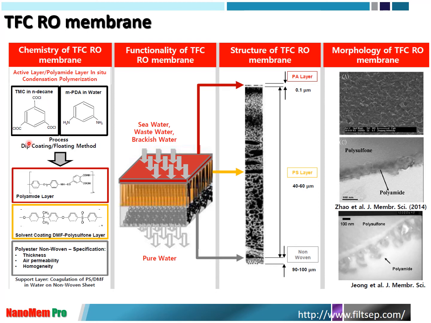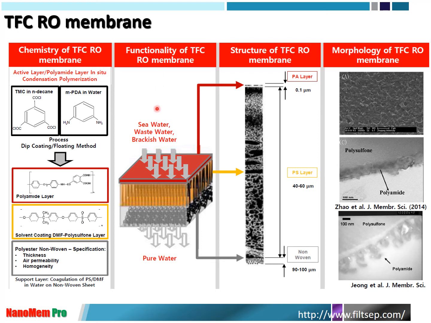So TMC in organic solvent, MPD in water solvent. So it goes to the polymerization and it creates the polyamide layer. And then under the active layer, this is the support layer, polysulfone, and then we also put the non-woven layer because of the thickness, air permeability, and homogeneity to stand the overall high pressure applied in RO.